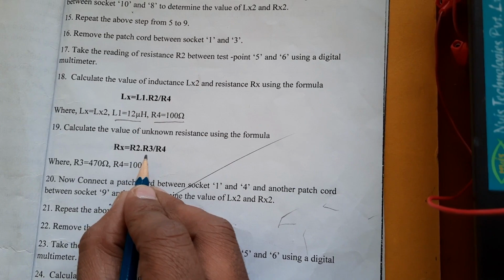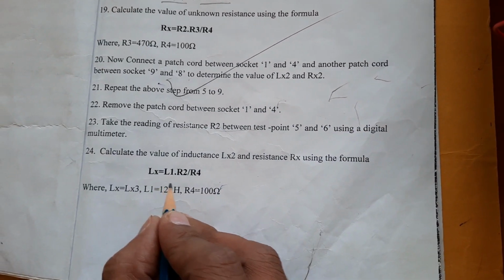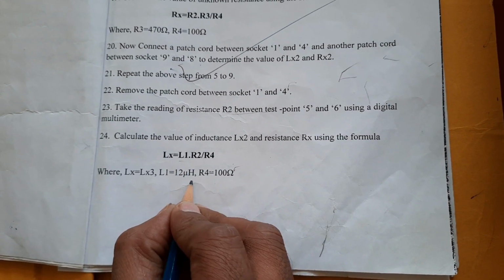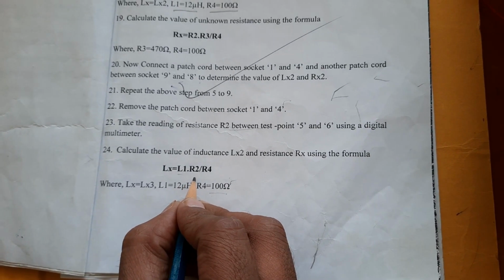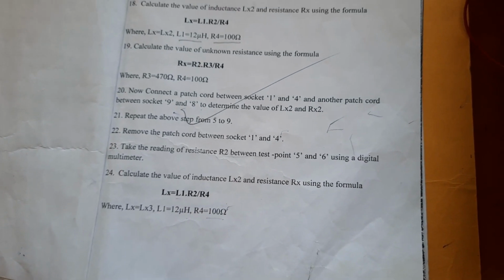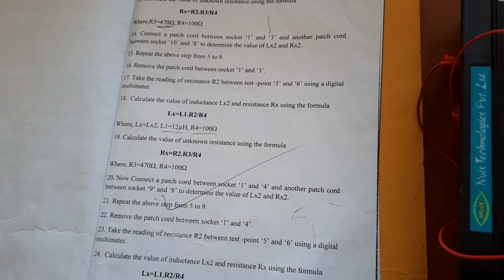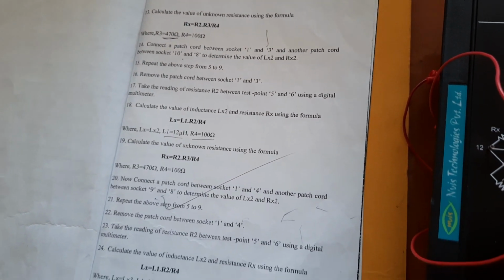Rx is equal to R2 into R3 divided by R4, and your Lx will be calculated using this formula: Lx is equal to L1 into R2 divided by R4, where your L1 is already given, 12 microhenry, your R4 is already given, 100 ohms, and your R2 is your variable resistance, which you need to calculate using the multimeter. Once your bridge is balanced, switch off the supply and then calculate your variable resistance using the multimeter.